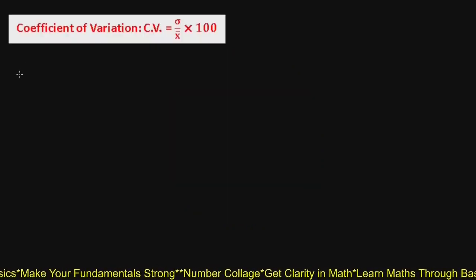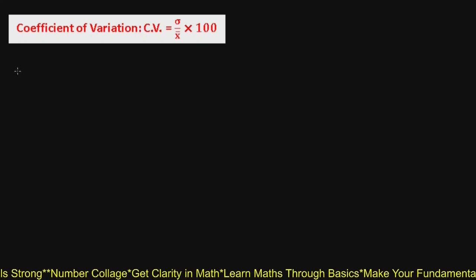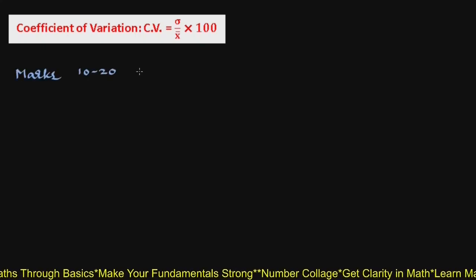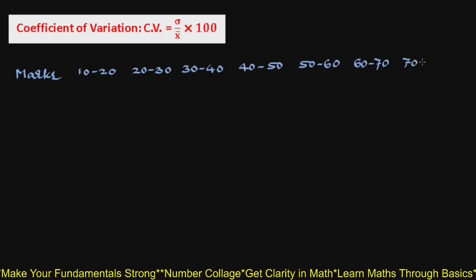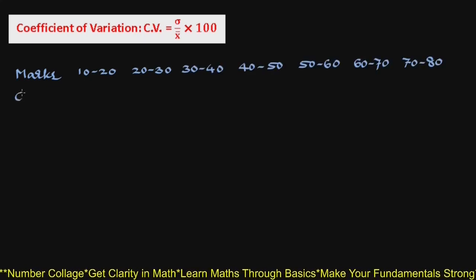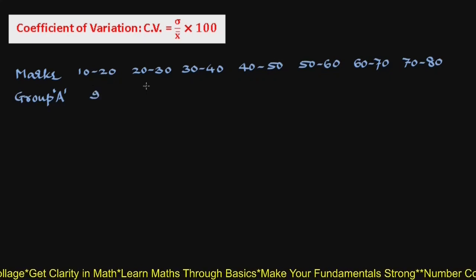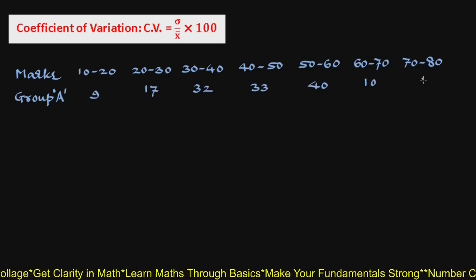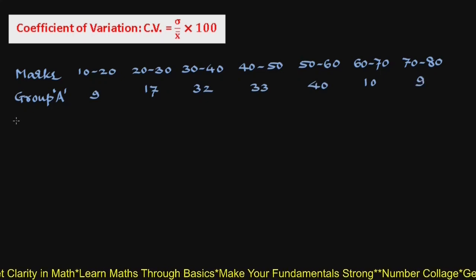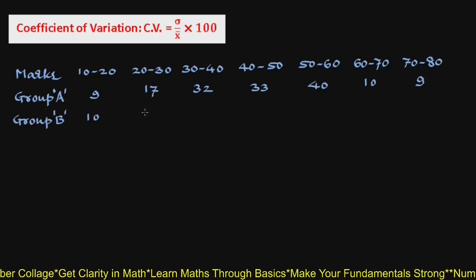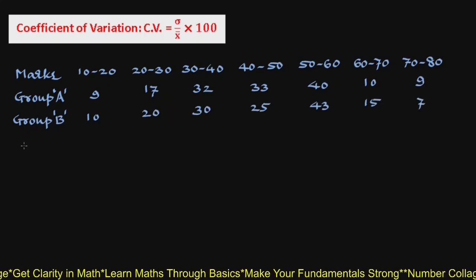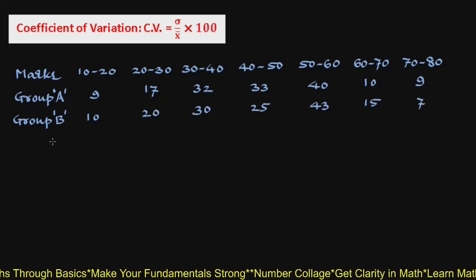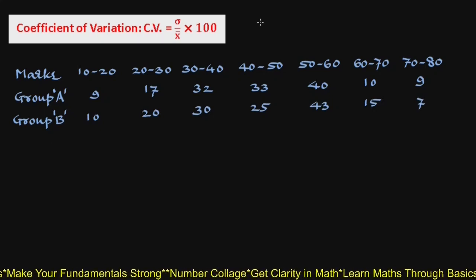A data is given where class interval of marks is 10 to 20, 20 to 30, etc. and 70 to 80. For group A, corresponding frequency of marks is 9, 17, etc. and 9. And for group B, these values are 10, 20, etc. and 7. We have to tell which group is more variable, group A or group B.